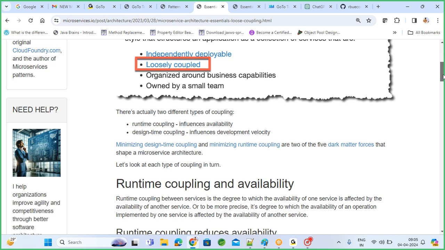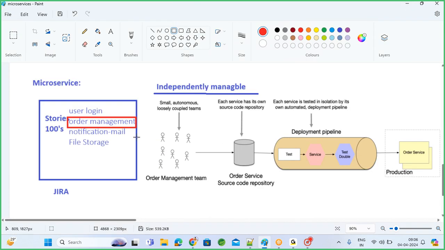Runtime coupling, there are actually two different types of coupling. Loosely coupled, as we know from Spring, means we should not have many dependencies between services. While designing the services, they should not have many interactions. They can have minimal interactions, but not many.